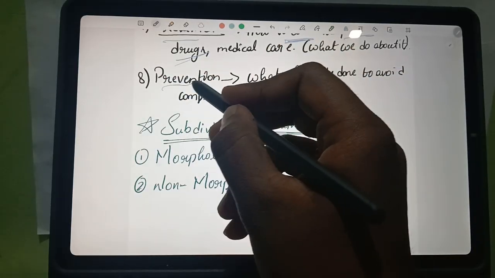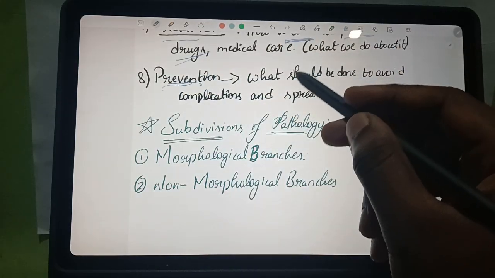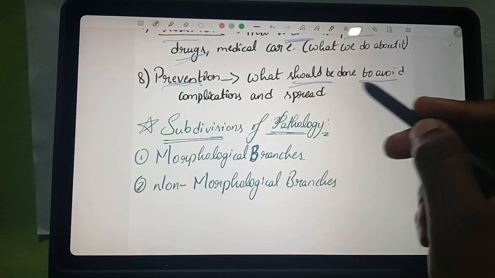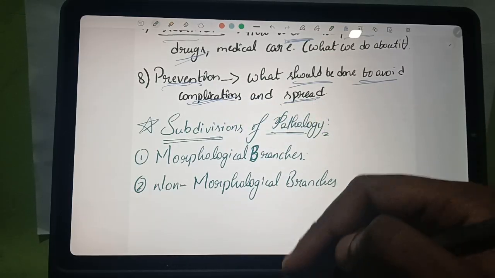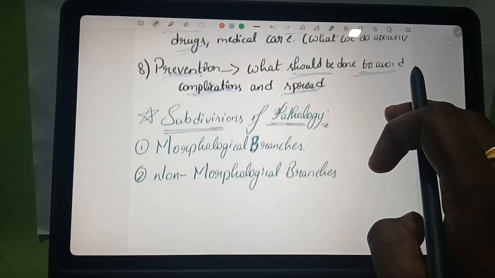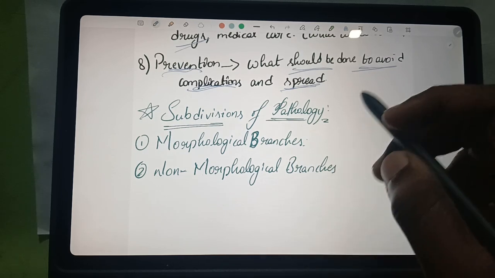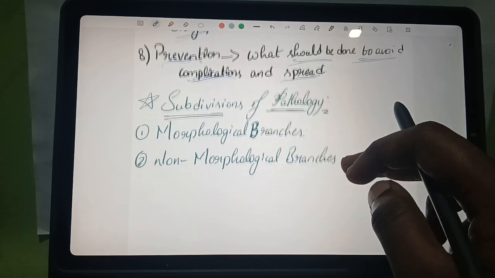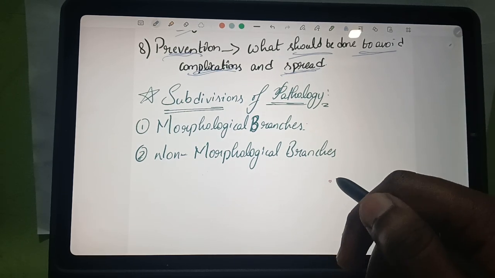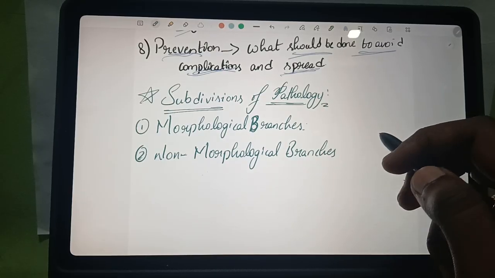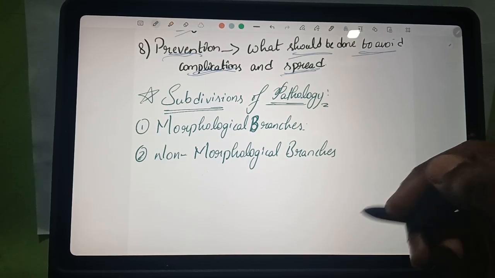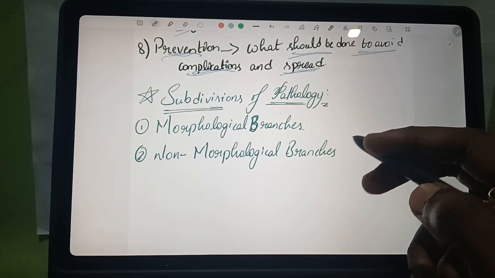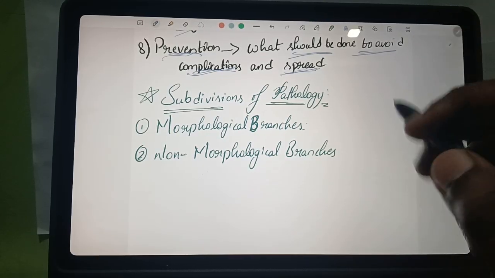Prevention means what should be done to avoid complications and spread. We should avoid the complications and we should stop the spreading of the disease. By that we can prevent that particular disease.